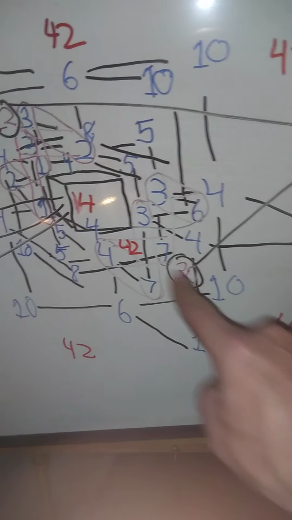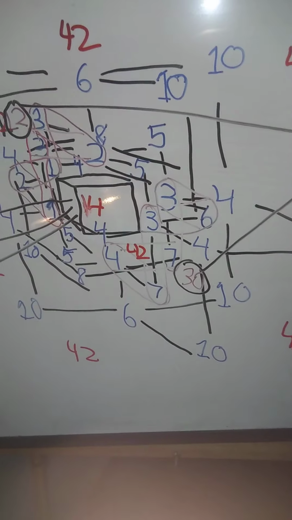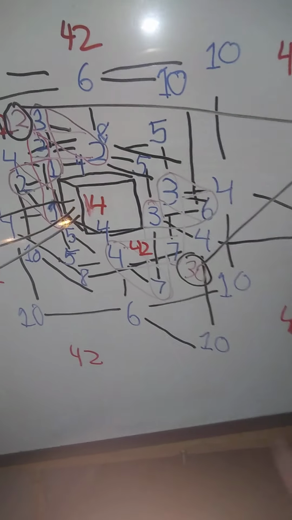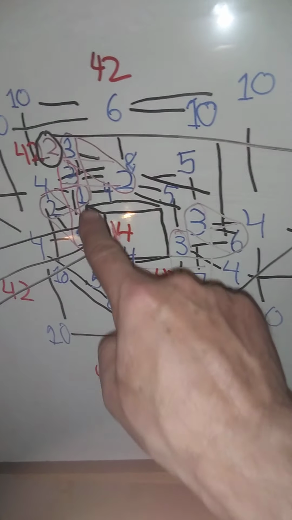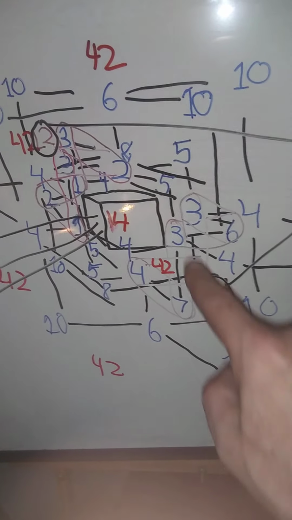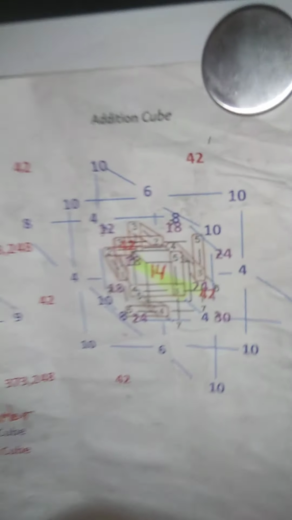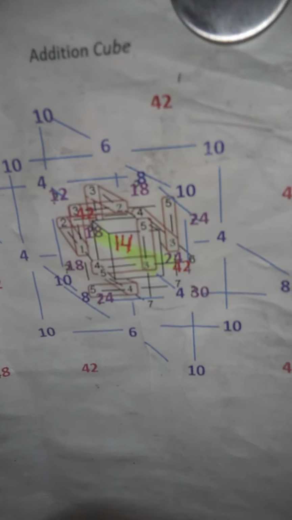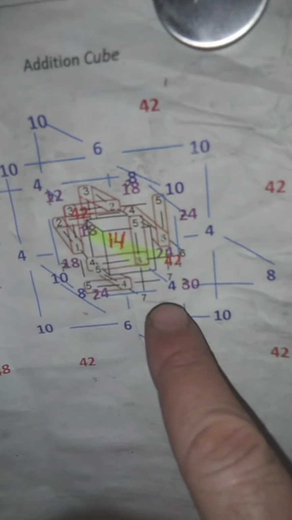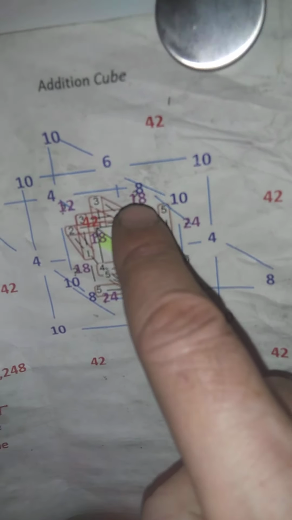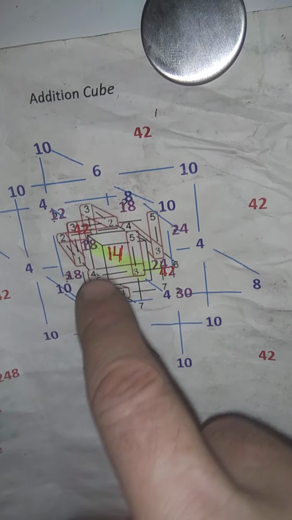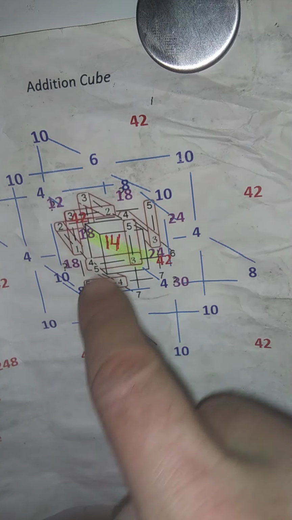So there's three ways to get the outer ghost number. And the inner layer ghost numbers change, 12 and 30. This is all I have written down right here. But right here, in the addition cube, there's 12 and 30. But there's also 18 and 24. This is a diagonal going down.